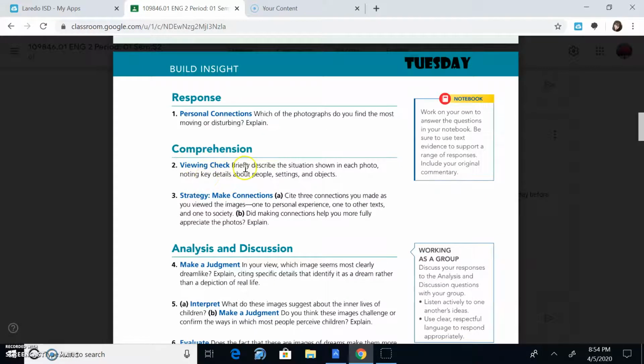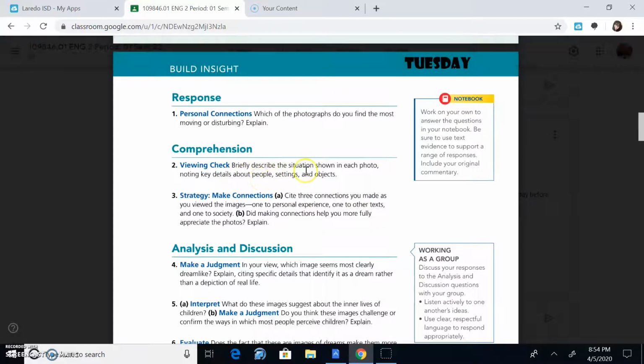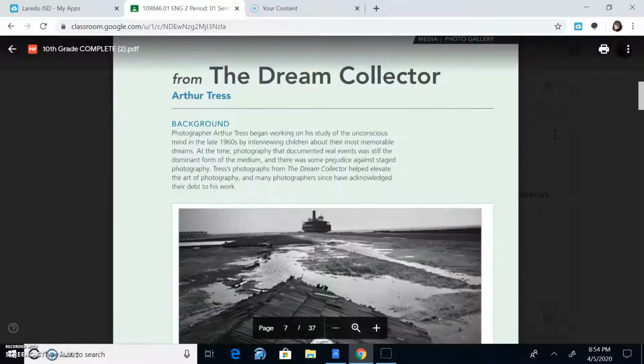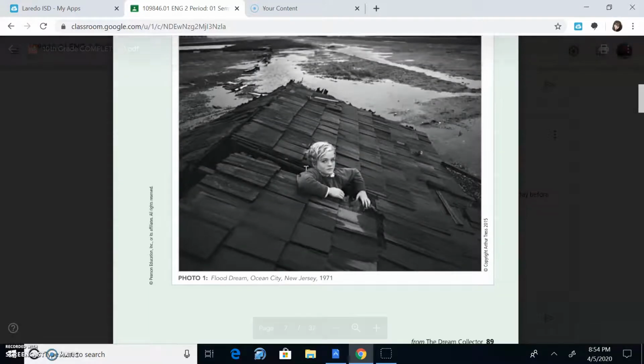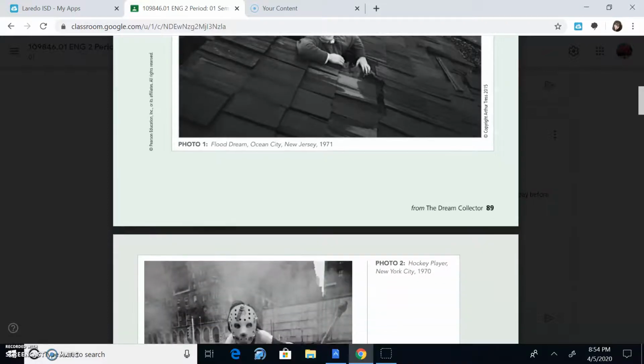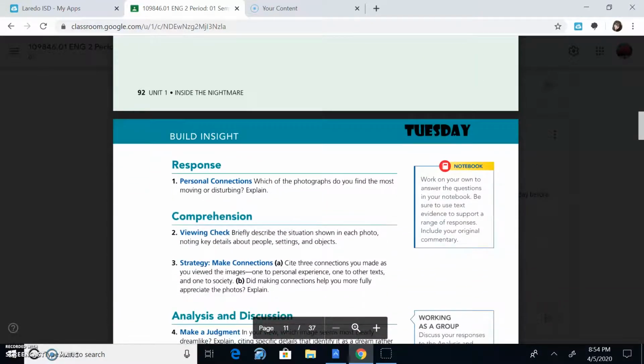Number two, briefly describe the situation shown in each photo, noting key details about people, settings, and objects. So, for example, let's see what the first photograph was. In the first photograph, I see a child on top of the roof. There's flooding. So maybe one or two sentences describing what you see in that photograph. 1 to 2 sentences should be fine. So at the end, you'll have a paragraph because there are 6 photos. So I'm looking for about 2 sentences per photo. So you're looking at 12 sentences for number 2.